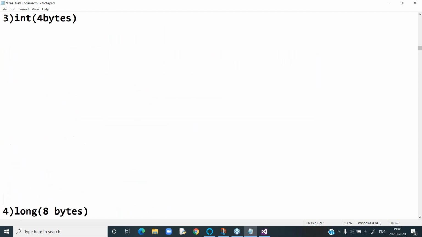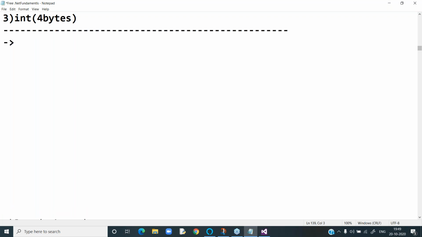Your favorite data type is int. Coming to int, what is int? It is 4 bytes, 4 into 8, 32 bits, signed integers.